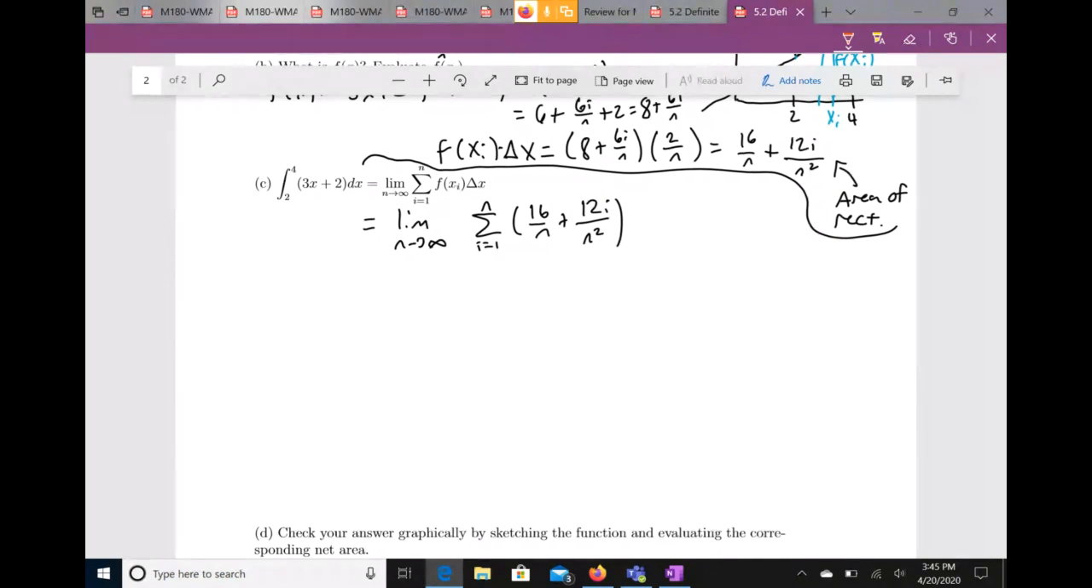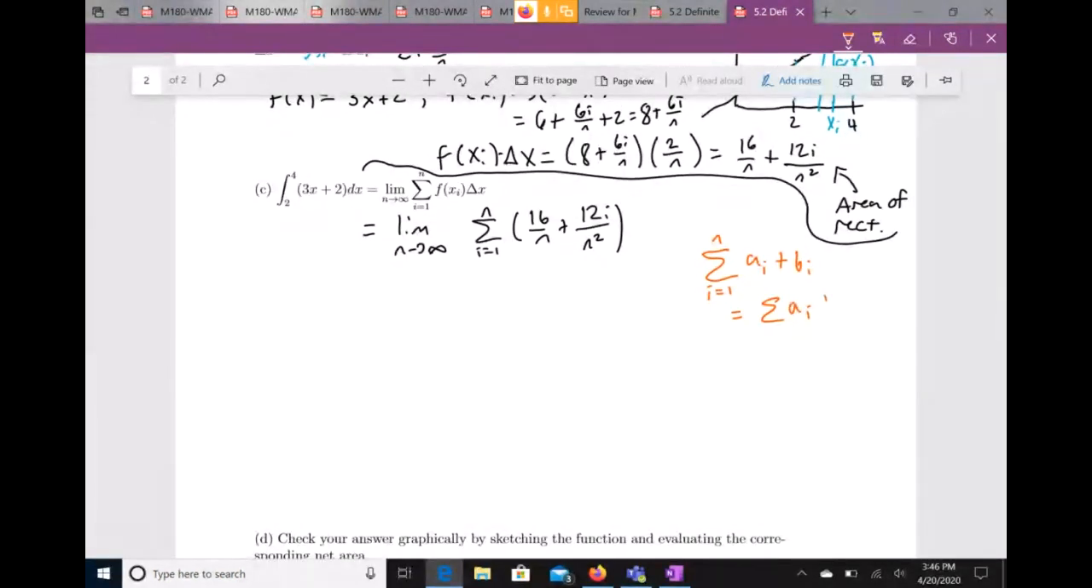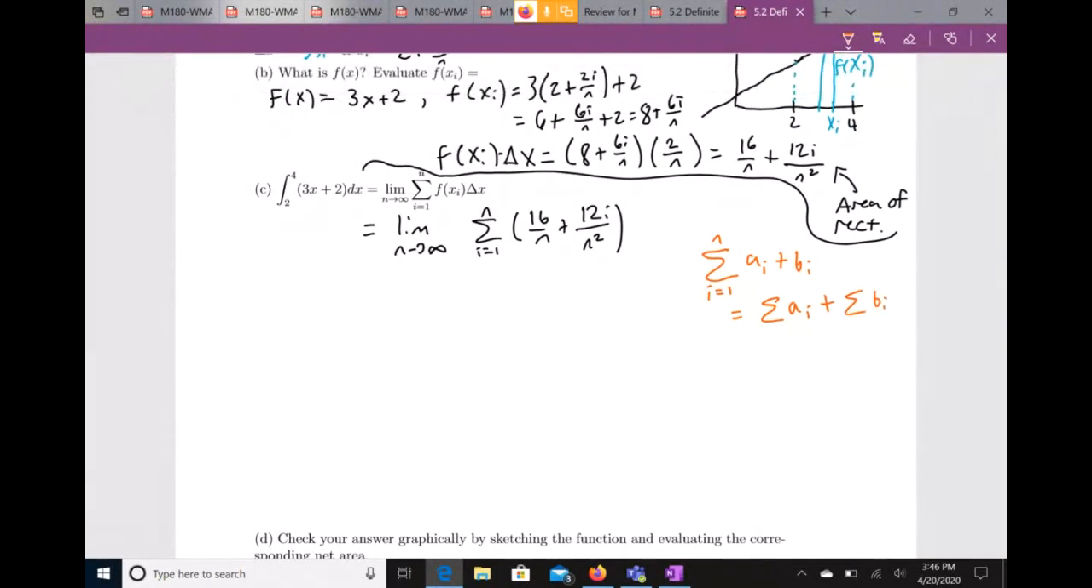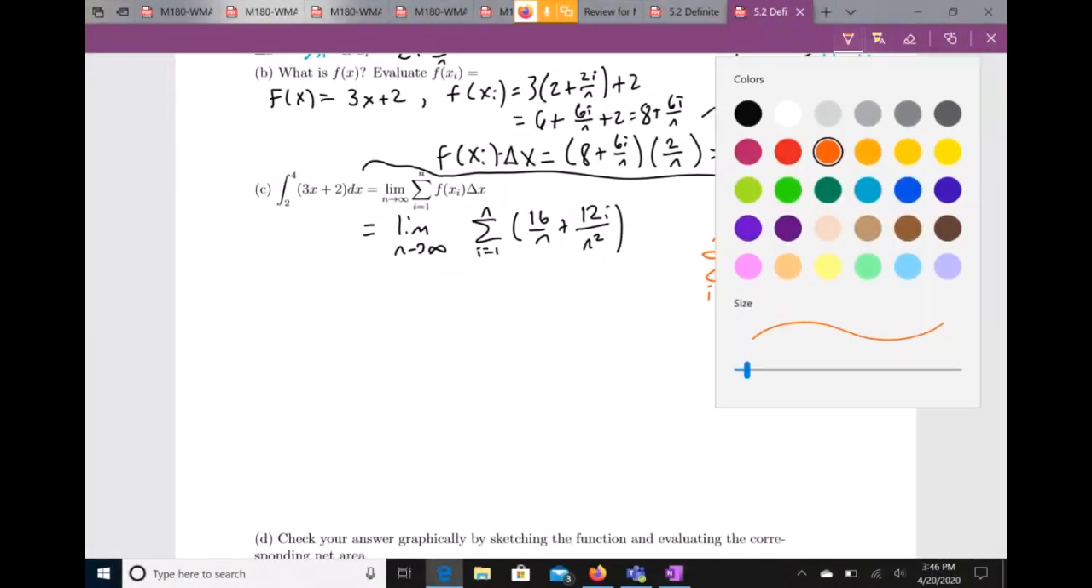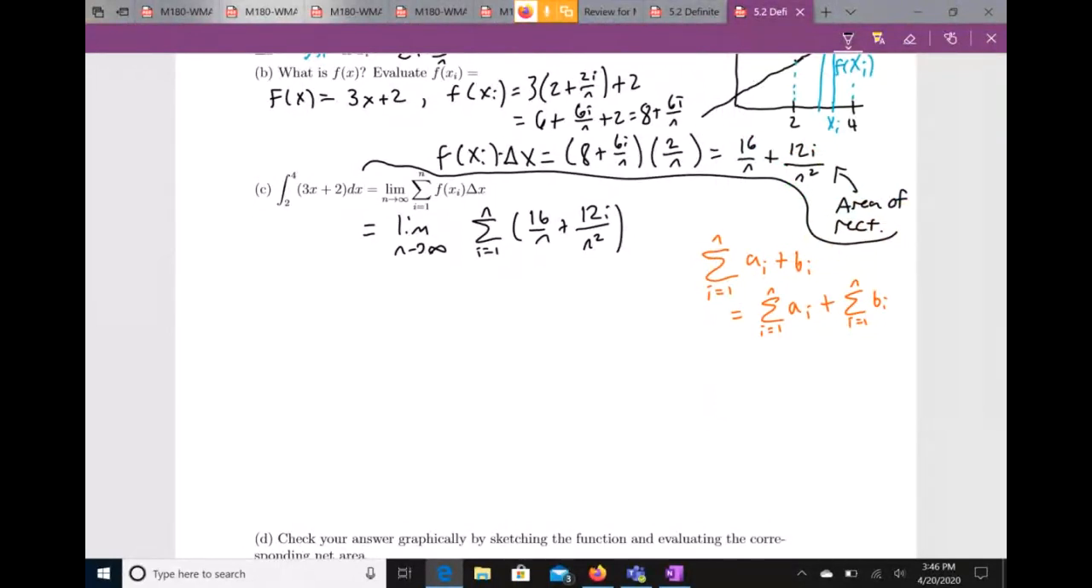Okay, so there's a theorem that I forgot to say, which is that you can separate a sum over the sigma. If I have the sum from 1 to n of two expressions like a sub i plus b sub i, this is the same thing as the sum of a sub i plus the sum of b sub i. So we can separate this, like the expression inside of the sigma is a sum in itself. So we can separate that.